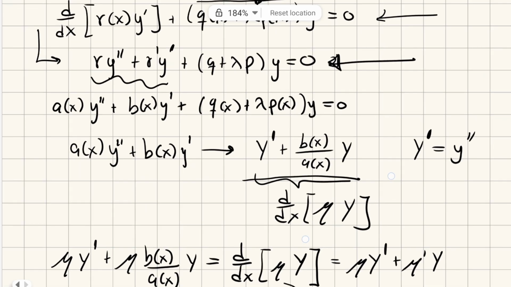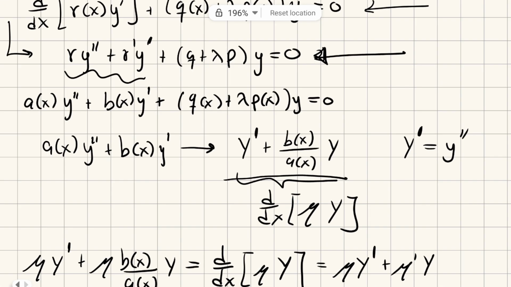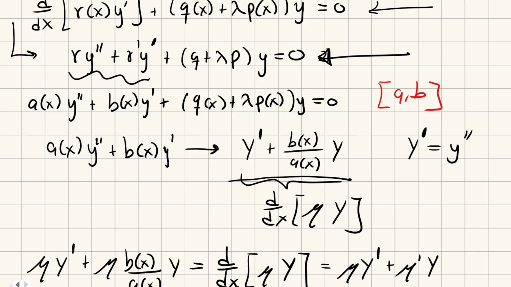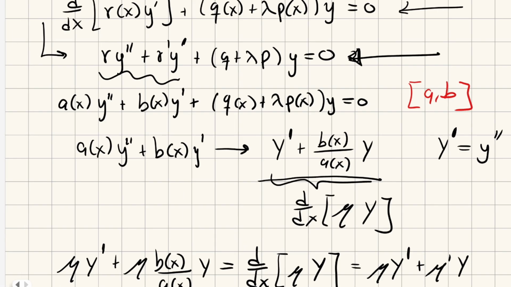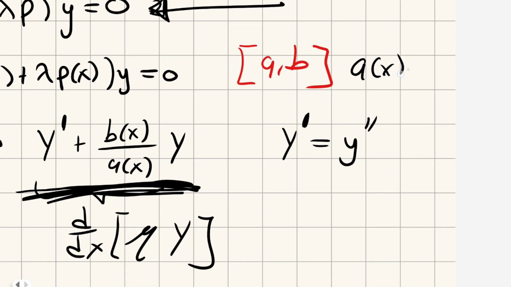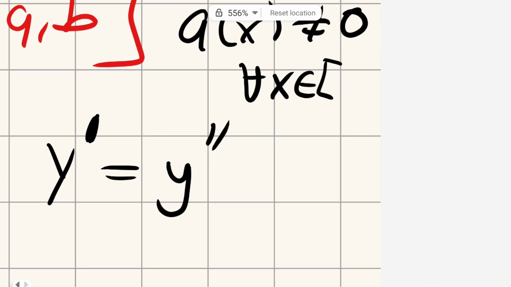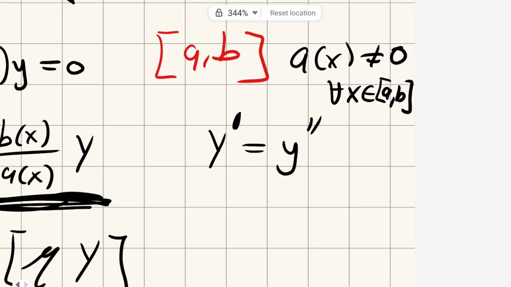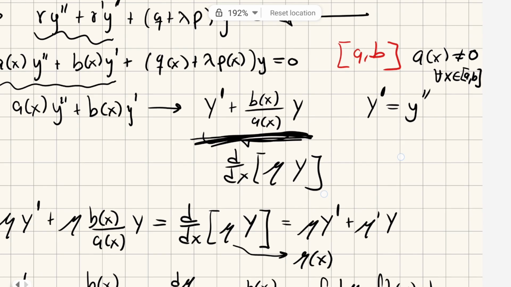Something that we need to mention is that you need to remember that the Sturm-Liouville problem is defined on a closed interval a, b. Since we took this expression and transformed it into this other expression by dividing by the function a of x, that means that a of x needs to be different from 0 for all x in this interval a, b. Okay, that is a necessary condition. Perfect.